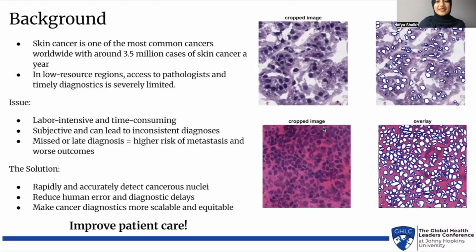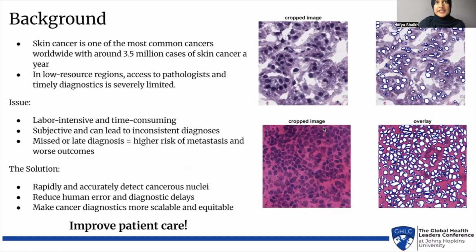So for background, skin cancer is one of the most common cancers globally, with over 3.5 million cases diagnosed each year. This means early detection is critical, but in many parts of the world, access to trained pathologists is limited. Even in well-resourced areas, histopathological diagnosis is time-consuming and subjective, which can lead to inconsistent results and delayed treatment. So my project asks a simple but really important question. Can a machine learning model be used to automate the detection of cancerous nuclei in tissue images? And if so, how accurate and impactful could that be?